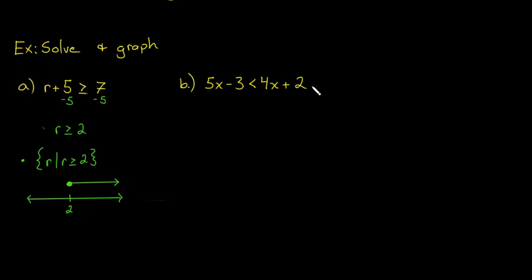5x minus 3 is less than 4x plus 2. All right. We are out of one-step land. Luckily, or unluckily, depending on how you view it, we don't have a whole lot of multiplication or division that's going to happen. But looking at this thing, our end goal is still the same. We want all the x's on one side and only x's eventually.